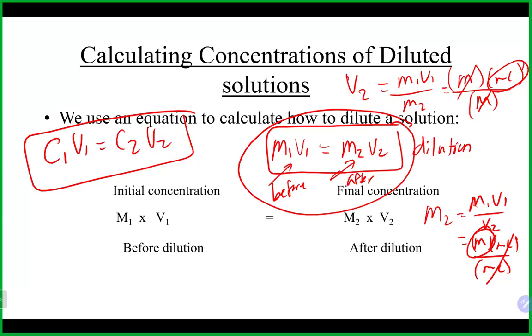Again, all the ones are typically the more concentrated stuff. All the twos are typically the more dilute stuff. It really doesn't matter as long as you keep the numbers that go together. Any questions on that there?